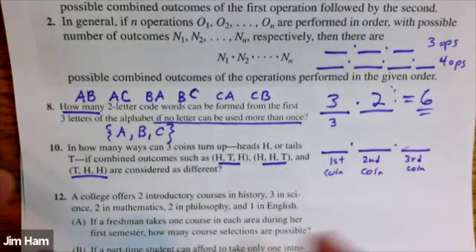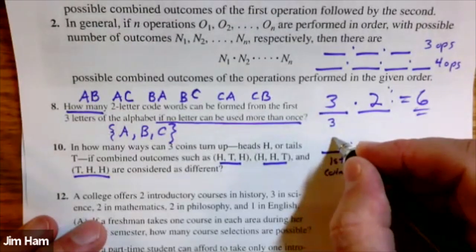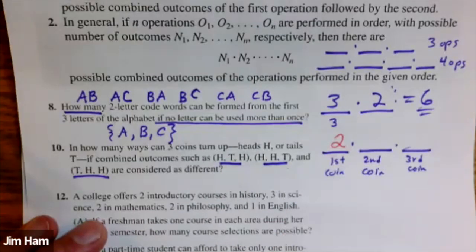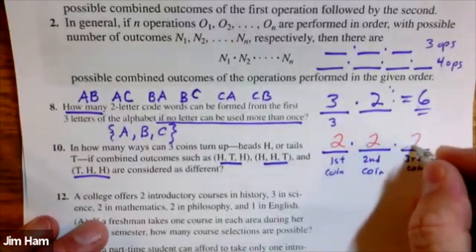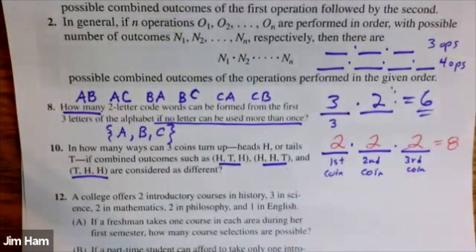So there are three different operations if we have three coins. I suppose you could flip them all together if you like, but this assumes that we're going to be doing things in sequence. When you flip the first coin, the number of possible outcomes is 2. You can either get a head or a tail. Same thing with the second coin, same thing with the third coin. 2 times 2 times 2 is 8. So there are 8 possible outcomes when you flip 3 coins.